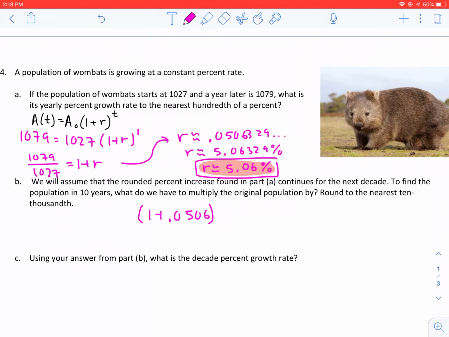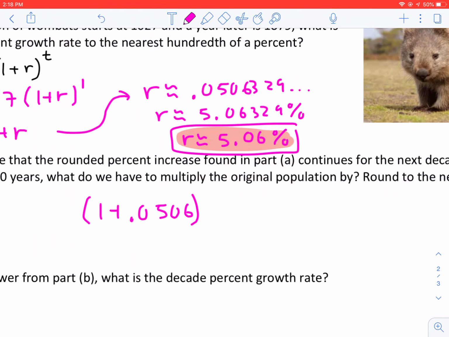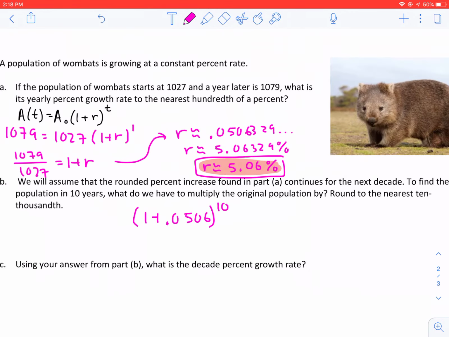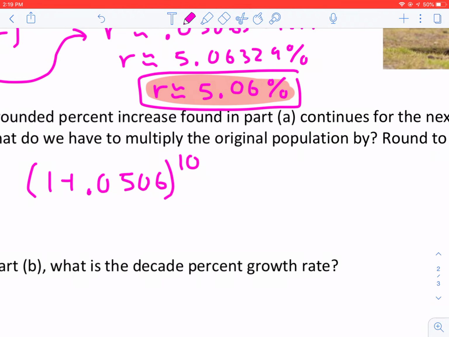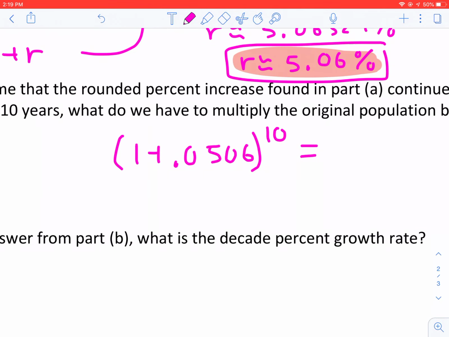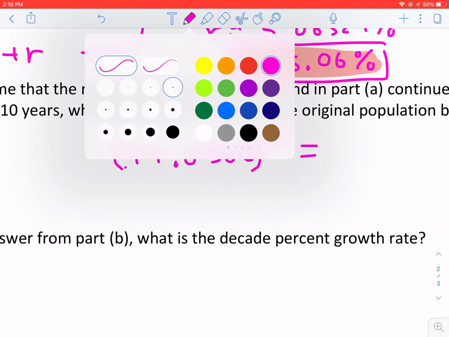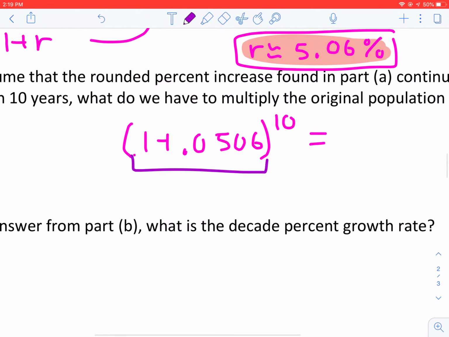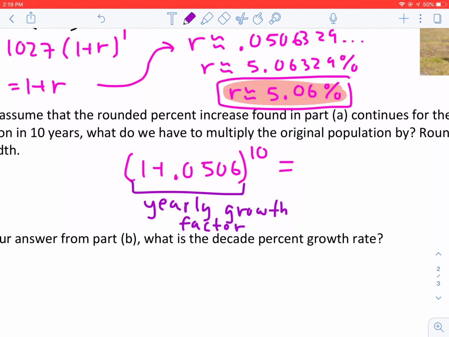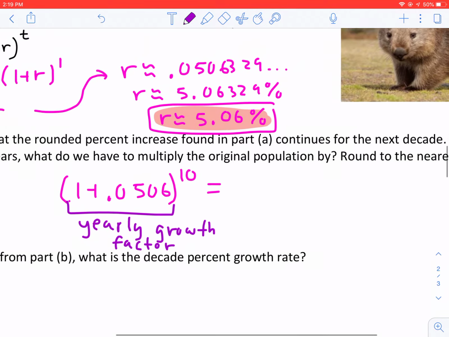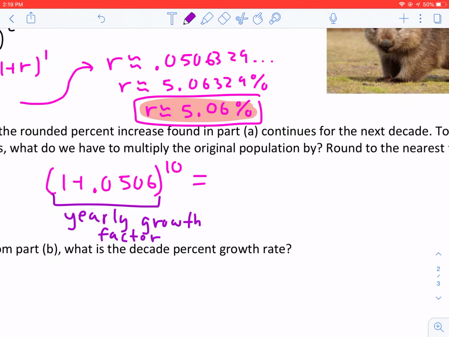And that's each year. So in 10 years, I'm going to multiply by that to the 10th power. So this is going to be equal to 1 plus 0.0506, that was our yearly growth factor. This is what we multiply by each time to figure out what we will have after 1 year. So once we do this to the 10th power, that's going to be our decade growth factor.